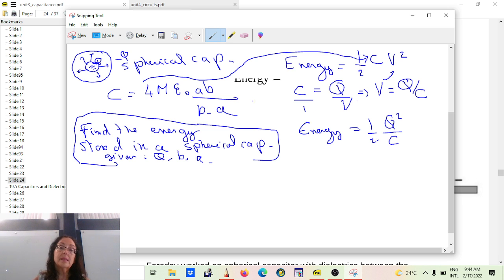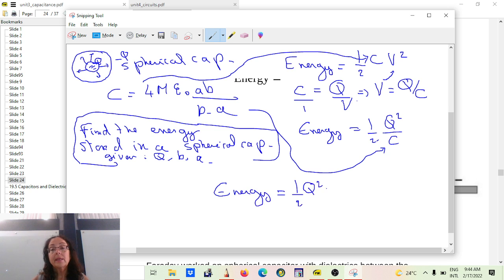And then you plug C into here. So what do you get? Okay, don't stare, just do. You divide by C. So remember, when we divide by the ratio, you multiply by the reciprocal, right? So see what you get. Divide by C. C is that expression, so do it. So multiply by the reciprocal. So you take that ratio, you flip it. What do you get? You get P minus A over 4 pi epsilon 0 AB.